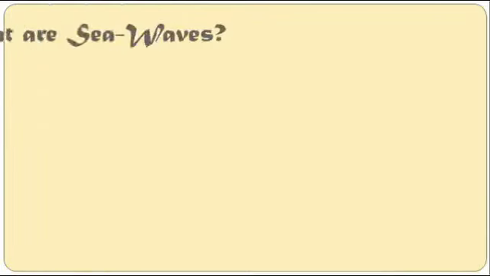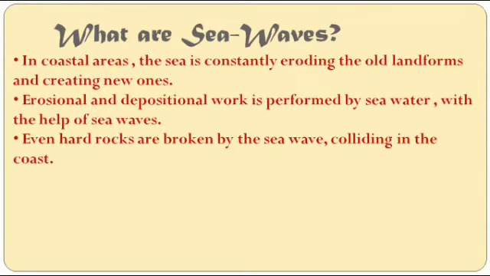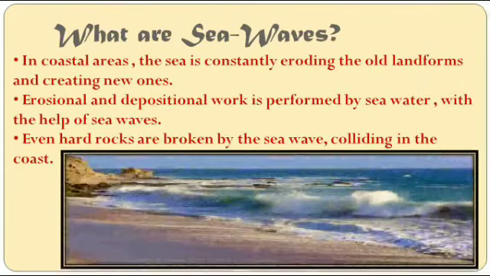In this topic, first of all, let us understand what is actually meant by sea waves. By the name sea, we can understand it's a watery part, the oceanic side, and waves means the pressure or force of air. So in coastal areas, the sea is constantly eroding the old landforms and creating new ones.